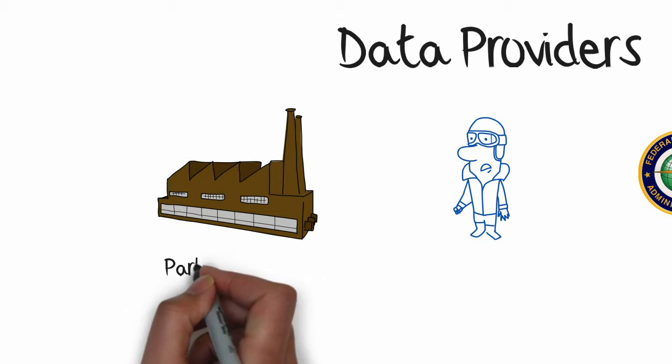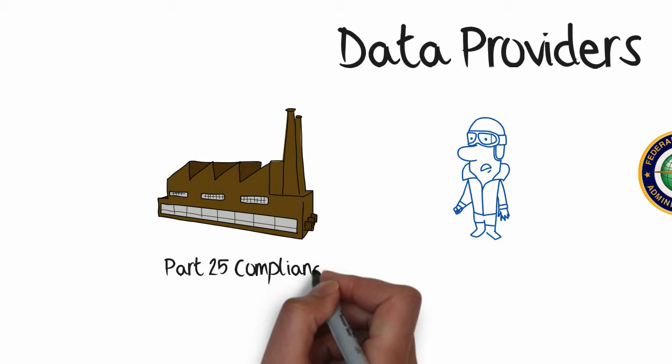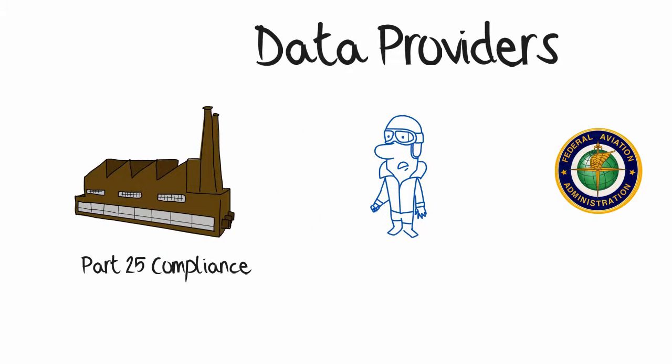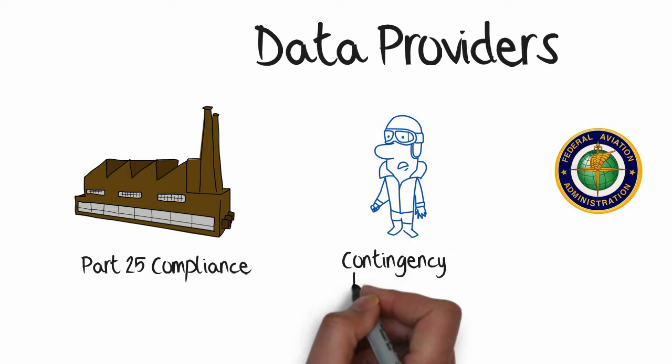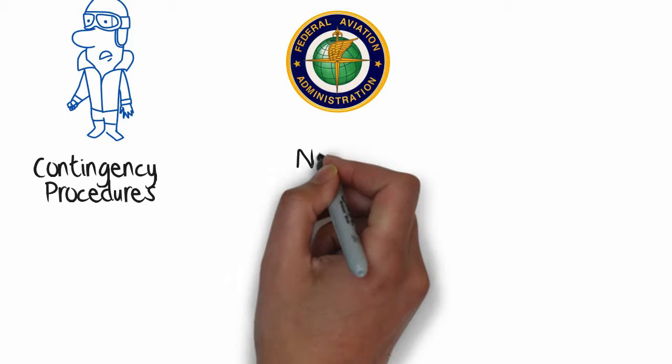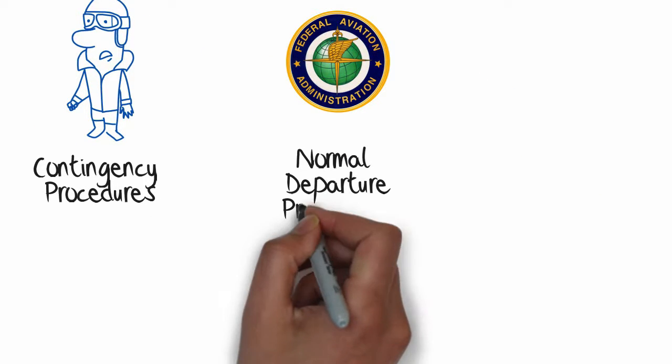The aircraft manufacturer is responsible for demonstrating compliance with Part 25 requirements. In simplest terms, this means proving that their aircraft can adequately get away from the runway after an engine failure. The aircraft operator, on the other hand, is responsible for developing contingency procedures which will avoid obstacles after an engine failure. And finally, the FAA is responsible for publishing normal departure procedures.